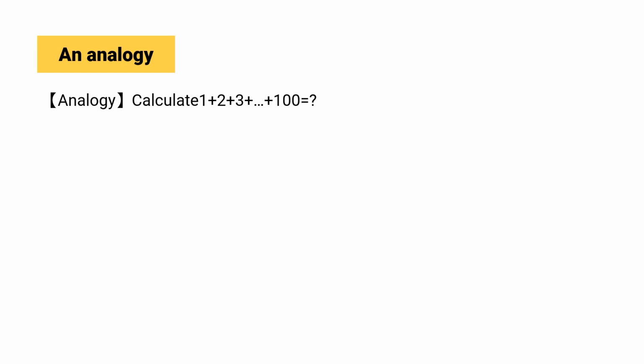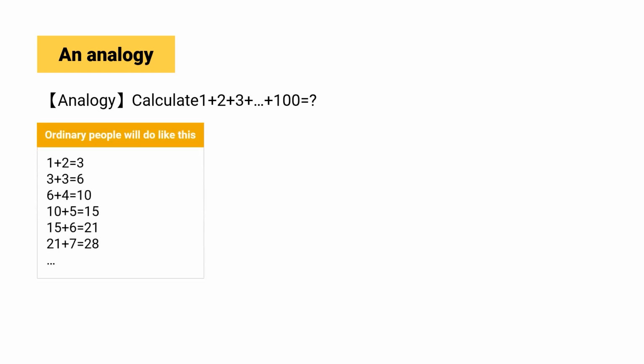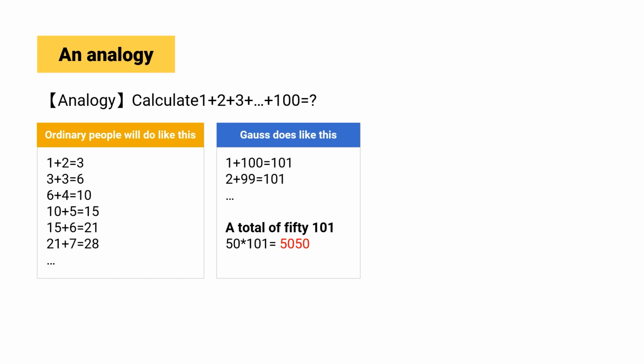Legend has it that Gauss encountered a problem when he was a child, calculating 1 plus 2 plus 3, all the way to 100. Other students start with 1 plus 2 equals 3, 3 plus 3 equals 6, 6 plus 4 equals 10 as soon as they get the question and keep calculating like this. Gauss' method is very clever. He found that 1 plus 100 equals 101, 2 plus 99 equals 101. There are a total of 50 101s, and in the end, 50 times 101 equals 5050 is quickly calculated.